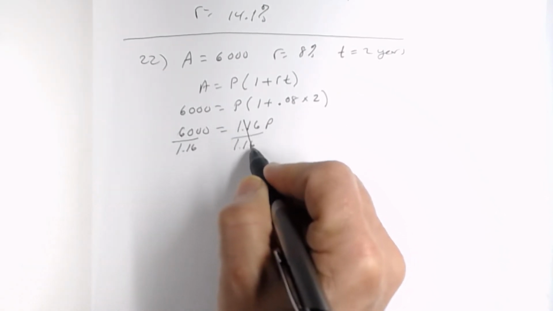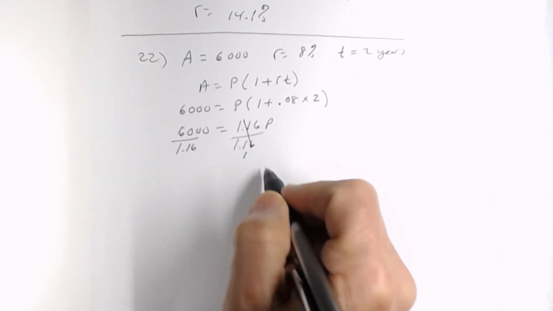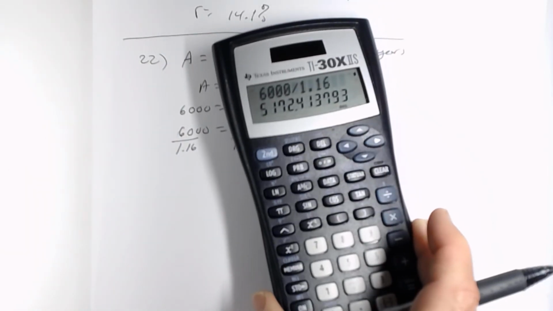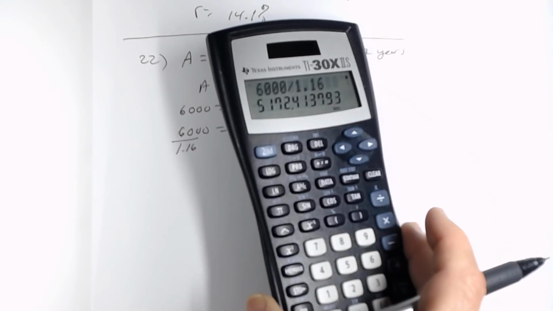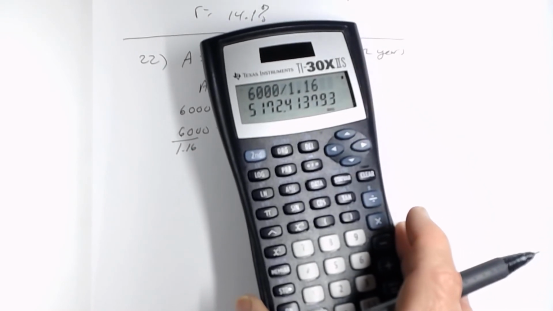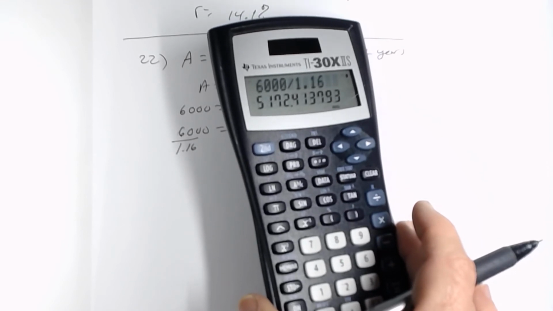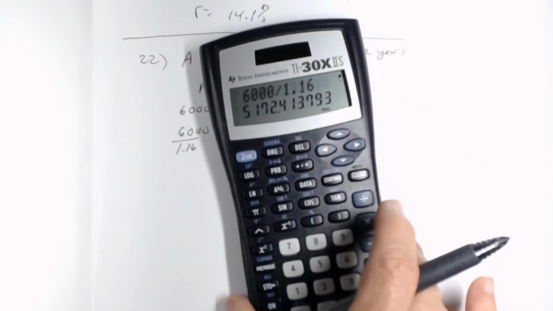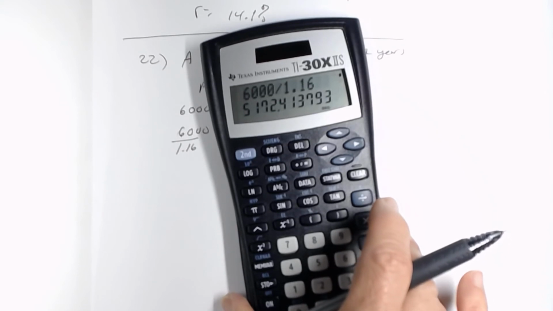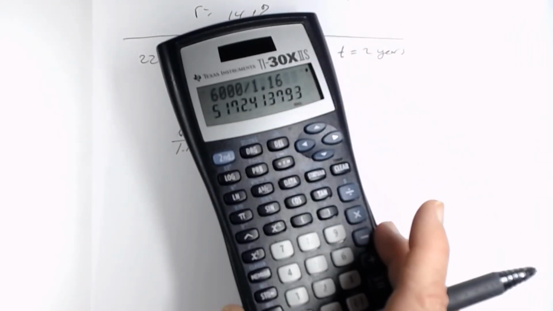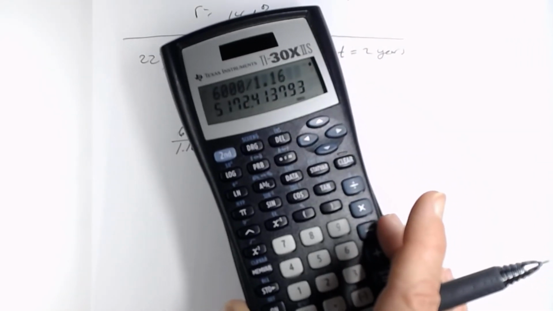So 1.16 divided by 1.16 is 1. 1 times P is P. And on your calculator, what is 6,000 divided by 1.16? Now remember, round to the nearest cent. You're dealing with money. P is money. So you're not finding the rate. You're told the rate. So don't move the decimal point 2 places to the right. You're talking about money here. This is now your principal, the present value.